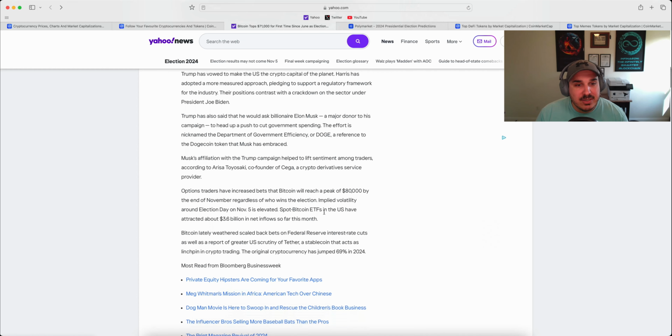Again, no doubt. Now, options traders have increased bets that Bitcoin will peak at around $80,000 by the end of November, regardless of who wins the election. Not necessarily sure I agree with that. I think if Trump loses the election, I think that $70,000 Bitcoin will probably be no more. But hey, what do I know? That's just my personal opinion.